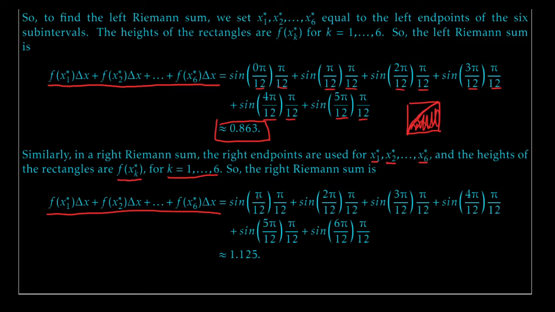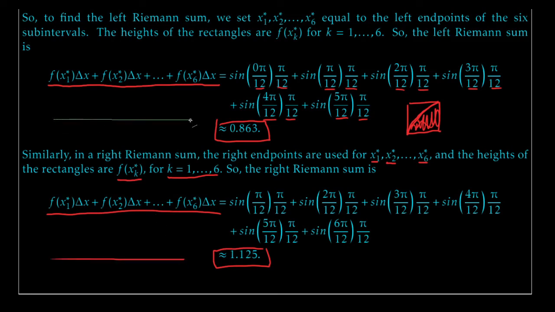So sine of pi over 12 times pi over 12 plus sine of 2 pi over 12 times pi over 12, and on all the way up to sine of 6 pi over 12 times pi over 12. This will give us something in the vicinity, if you punch it in a calculator, of something like 1.125.